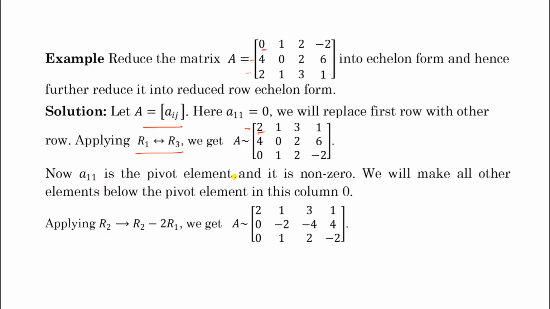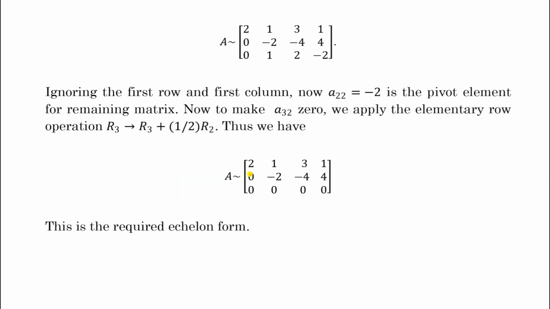A11 is the pivot element, the leftmost and non-zero. So you can make all other elements below the pivot element in this column 0. This one is already 0, this is 4, so you can apply the transformation R2 minus 2 R1. Here this is the transformation and this is the matrix. Now I have written the previous matrix for easy view.